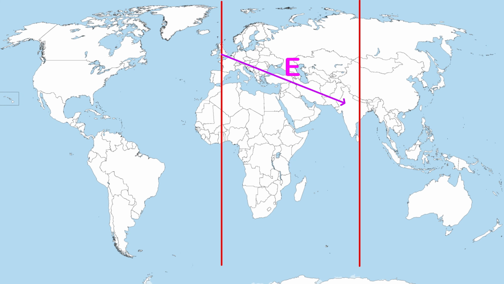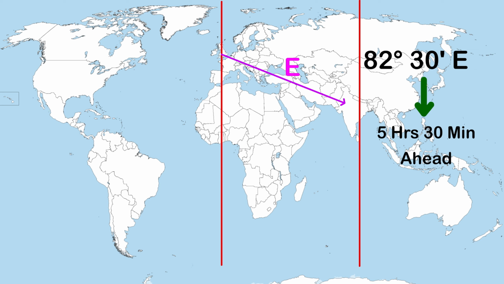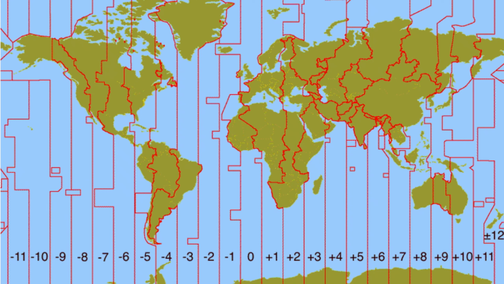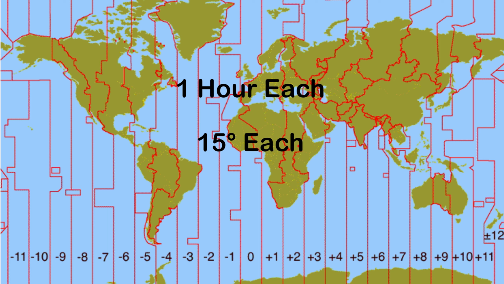India, located east of Greenwich at 82 degrees 30 minutes east, is 5 hours and 30 minutes ahead of Greenwich mean time. Some countries have a great longitudinal extent, and so they have adopted more than one standard time. For example, in Russia, there are as many as 11 standard times. The Earth has been divided into 24 time zones of 1 hour each. Each zone thus covers 15 degrees of longitude.